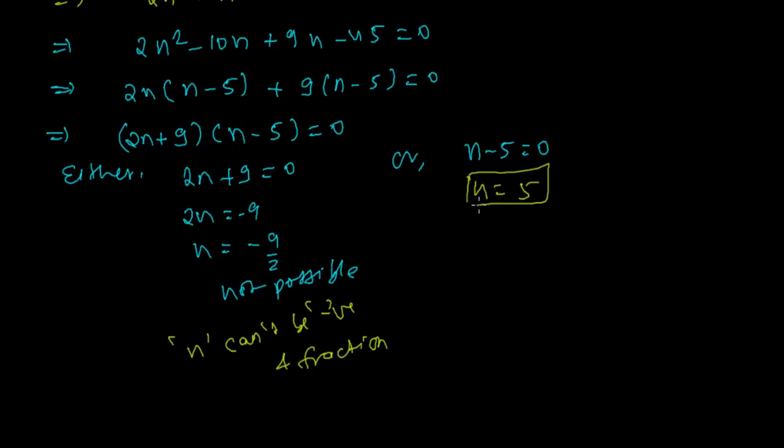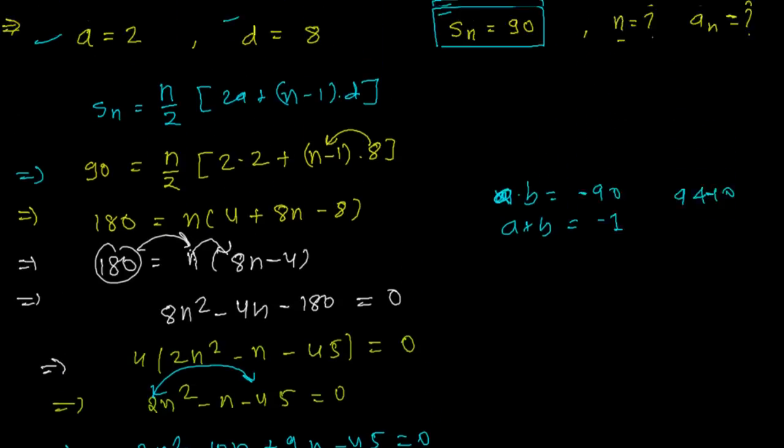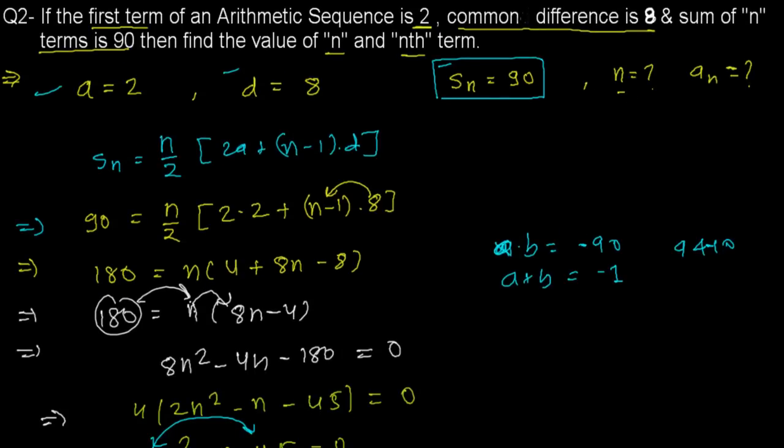So you got the value of n. The question was asking what is the value of n, and now we are saying the value of n is 5. Then let's find the nth term. It means we need to find a5. What is the fifth term?